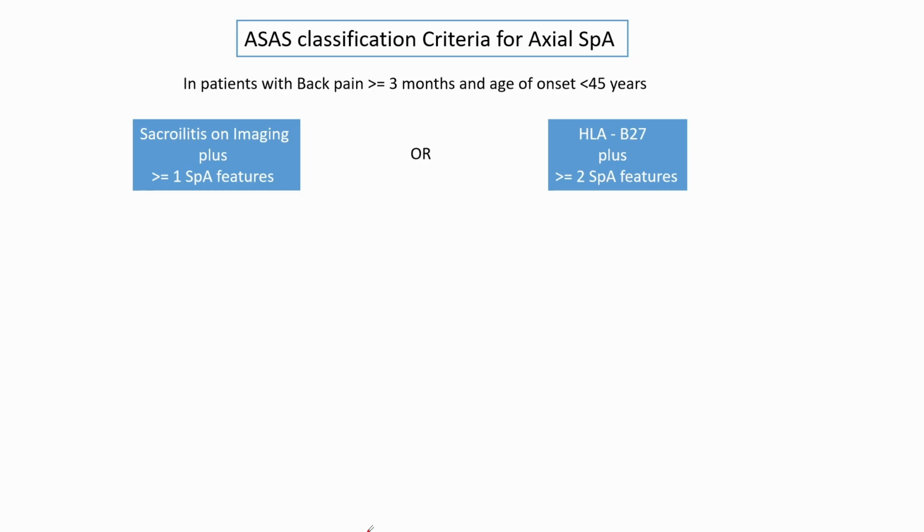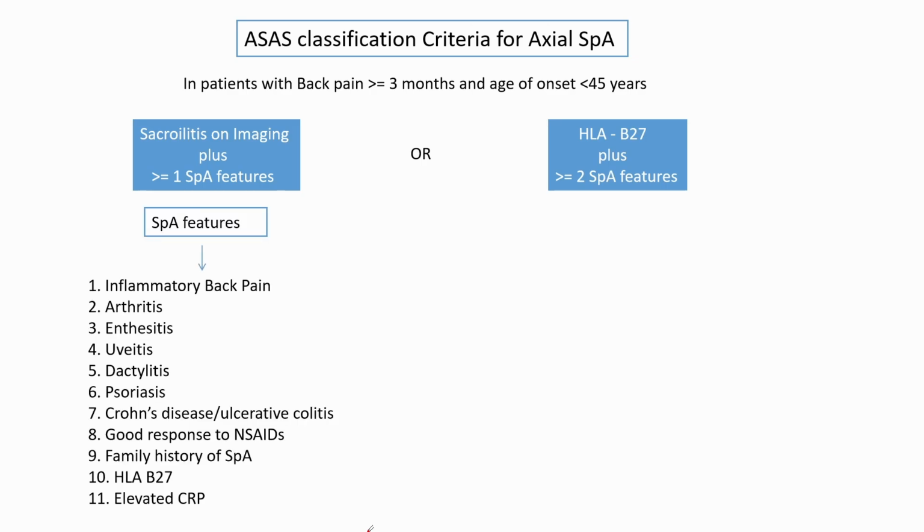What are these SPA features? The SPA features are enumerated as inflammatory back pain, arthritis, enthesitis, uveitis, dactylitis, psoriasis, Crohn's disease or ulcerative colitis, good response to NSAIDs, family history of SPA, HLA-B27 positive or elevated CRP.